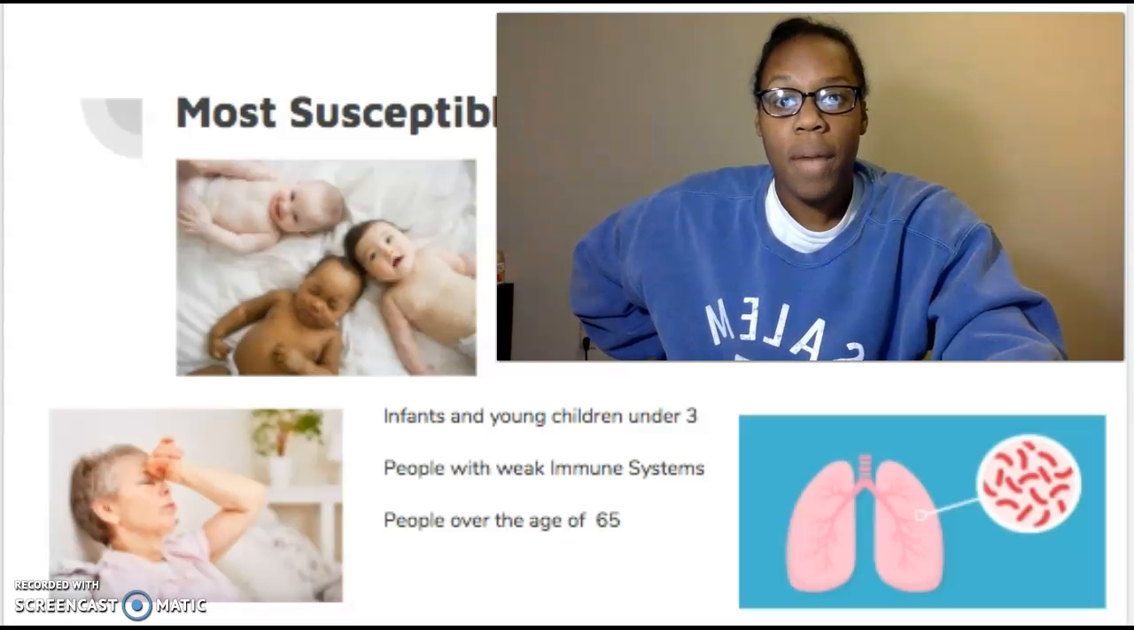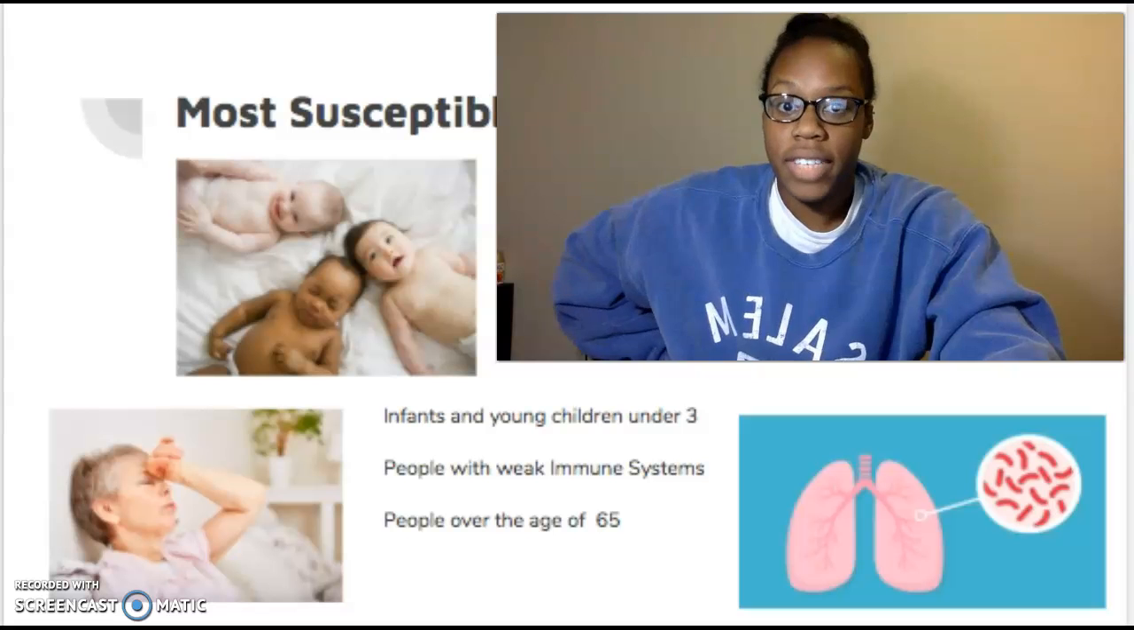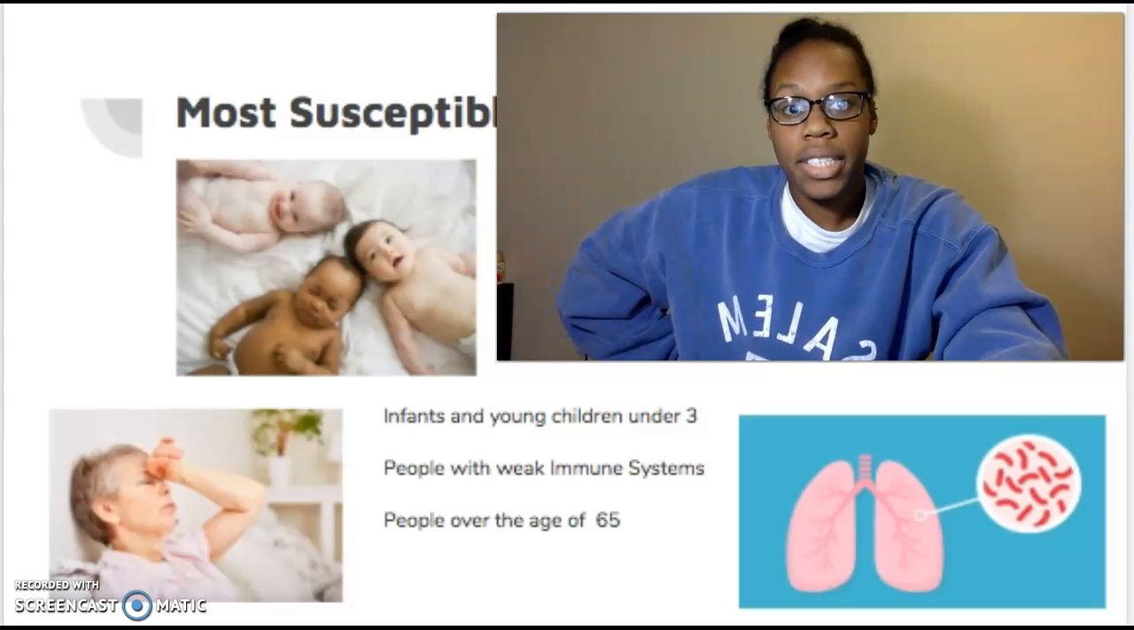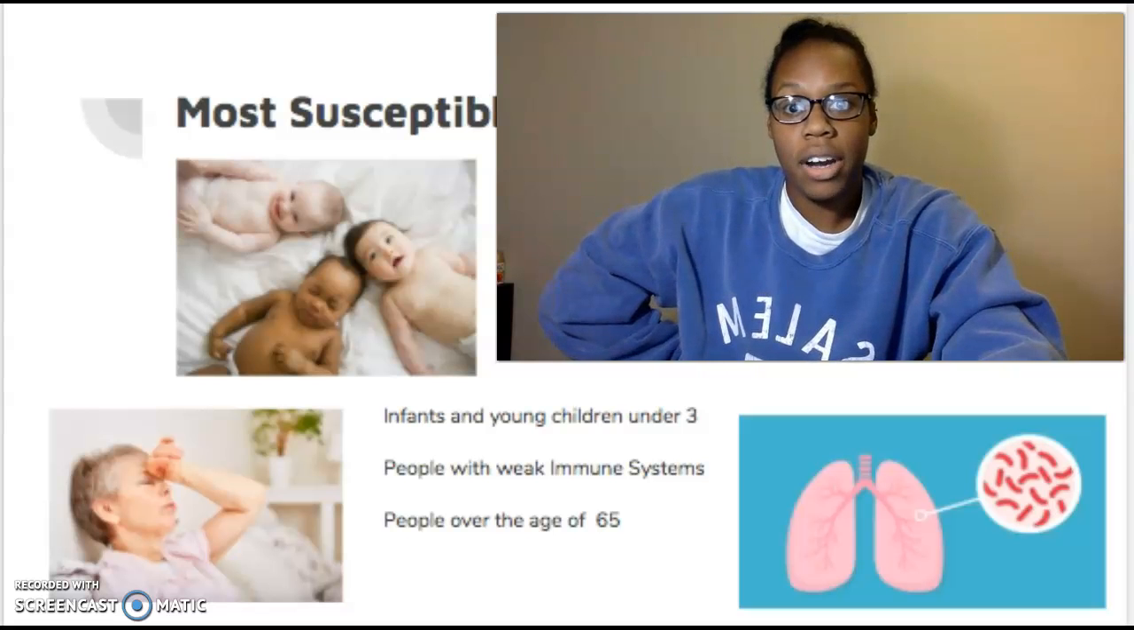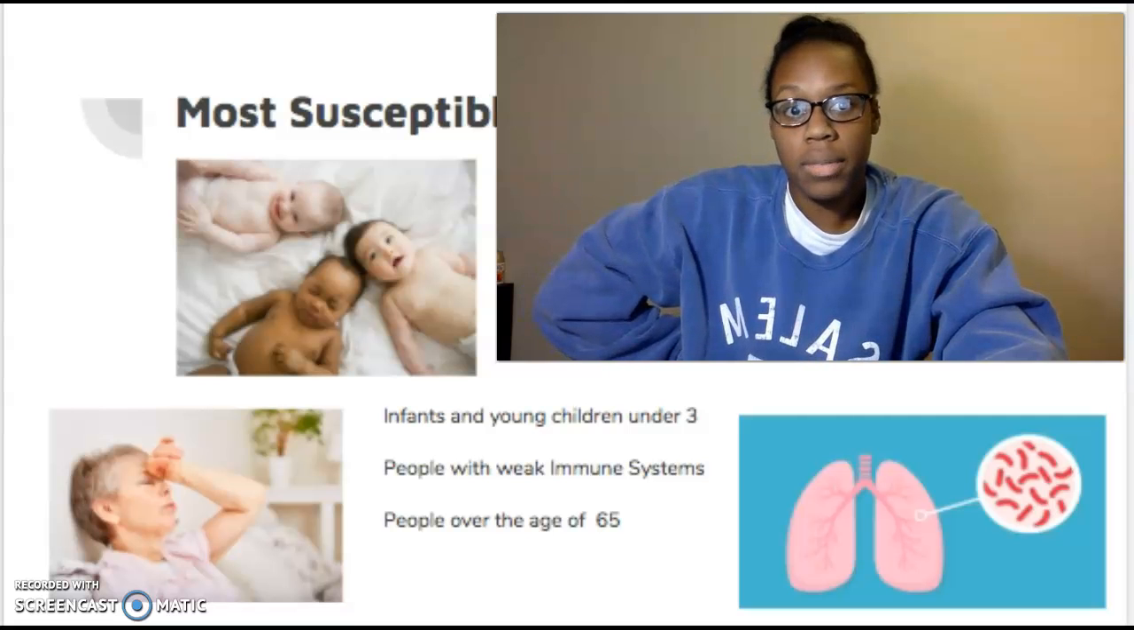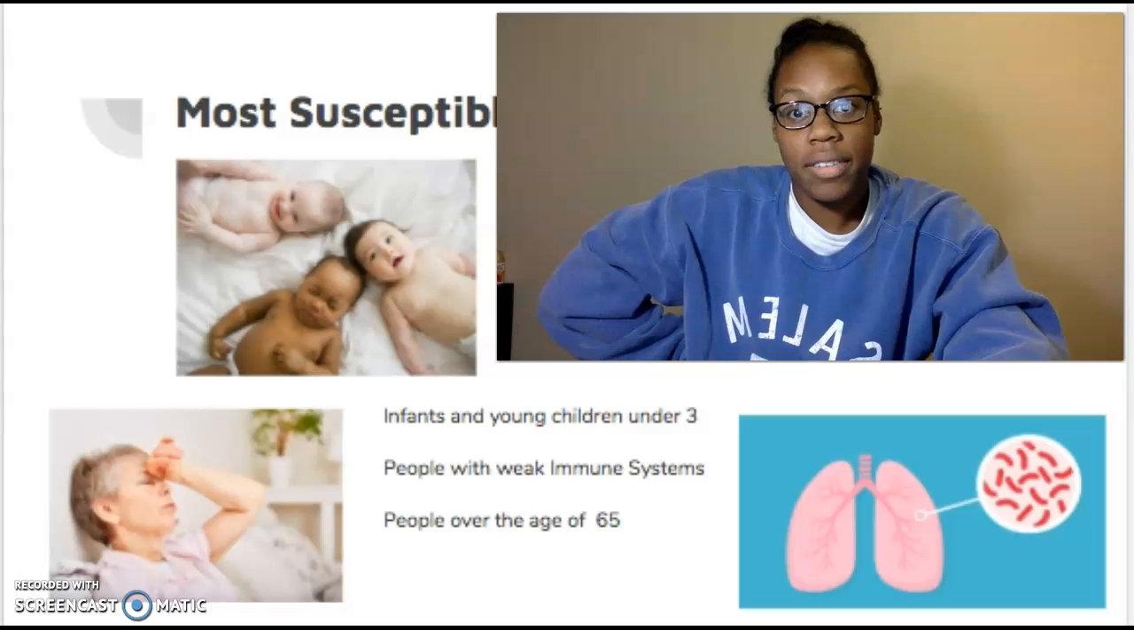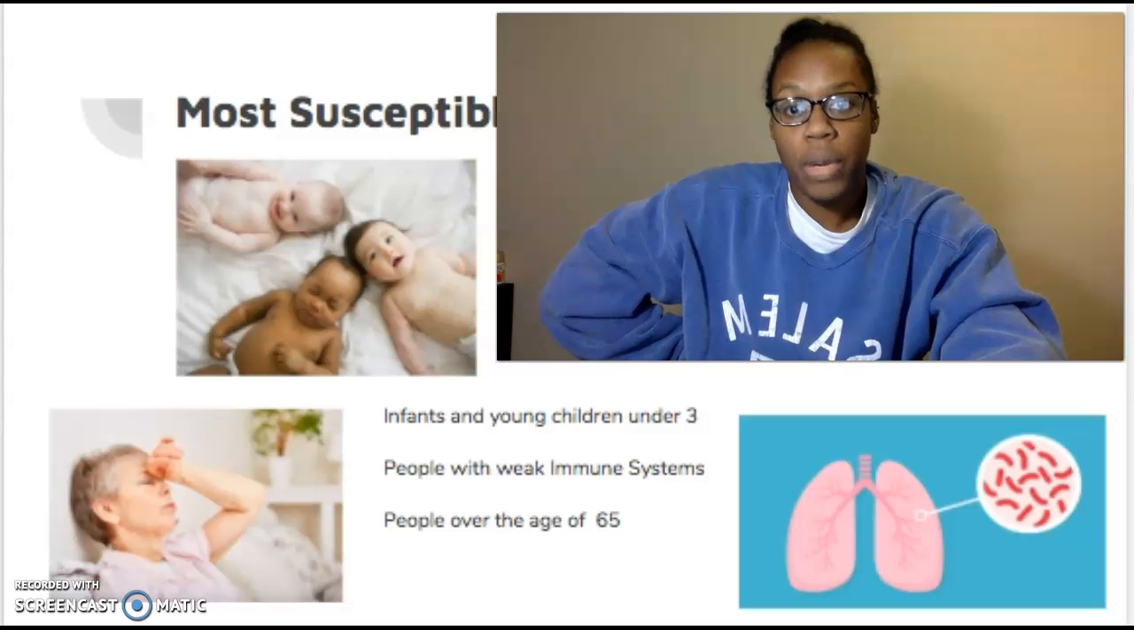TB is uncommon in children 5 to 15 years old. The population at risk for developing TB are infants and toddlers, people who have weak immune systems, and people over the age of 65. This population of people have a lower chance of recovering from this disease and require more attention.